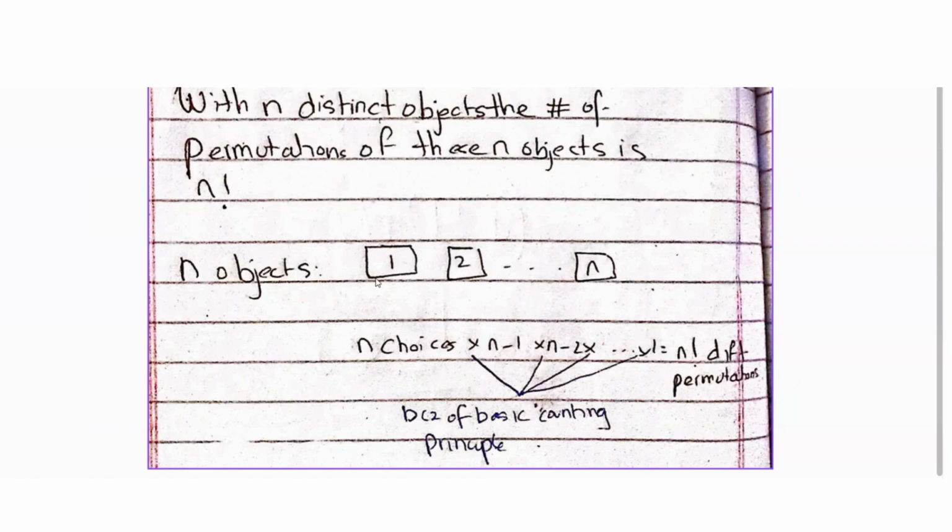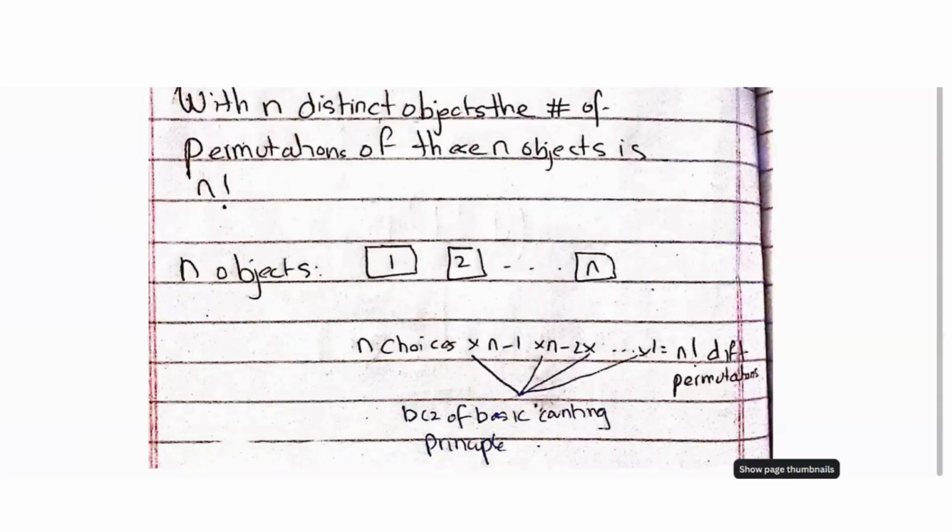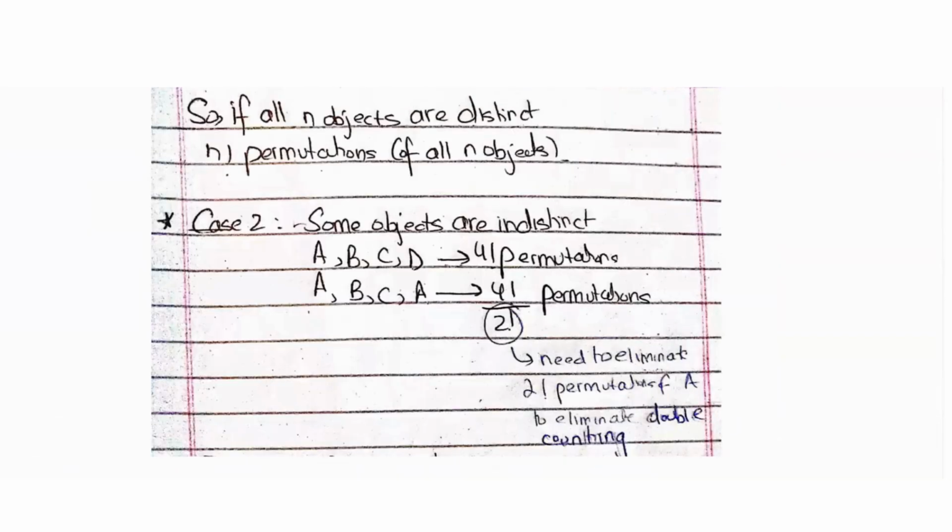If we have n choices for the first one, and n minus 1 choices for the second one, and so on, and then one choice for the last one, then because of the basic counting principle, together we have n into n minus 1 into n minus 2, and so on till 1, which is n factorial different permutations. The crux here is, if all n objects are distinct, then there are n factorial permutations of all n objects. So case one was that all n objects are distinct.